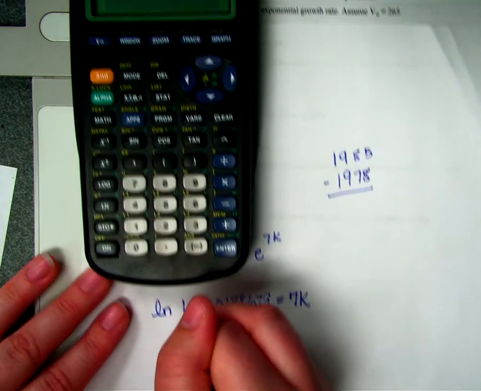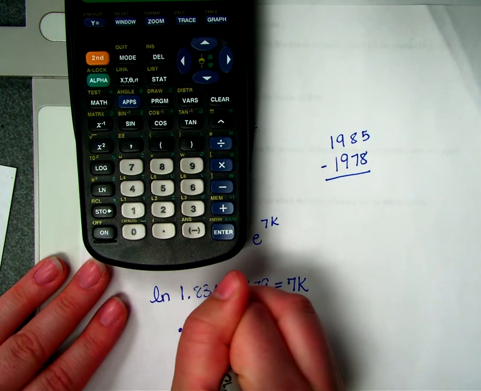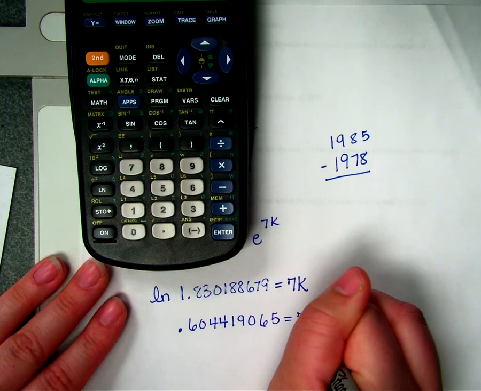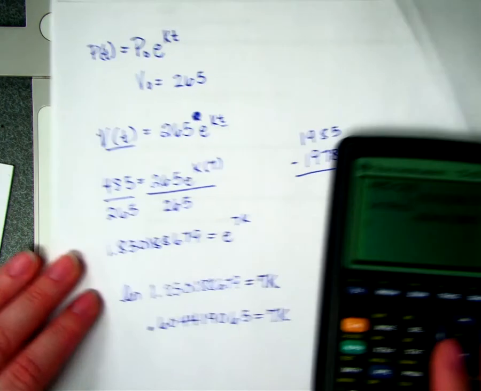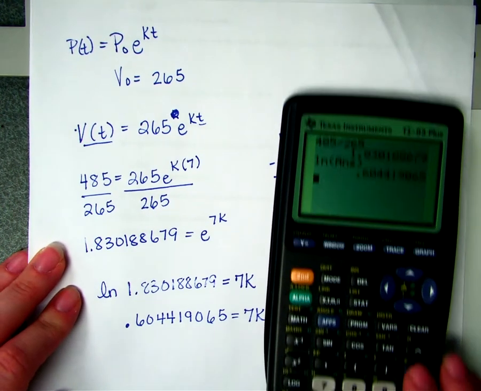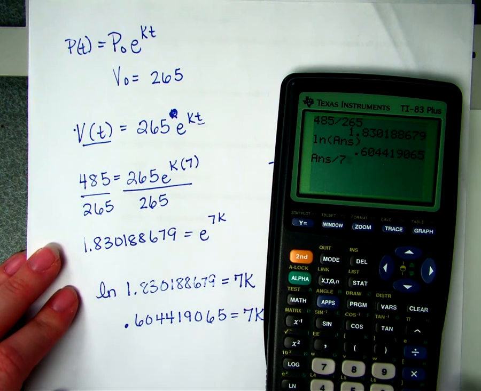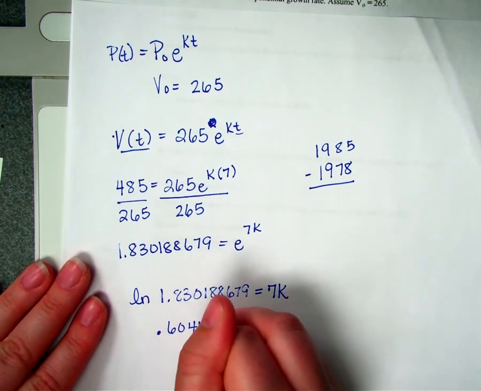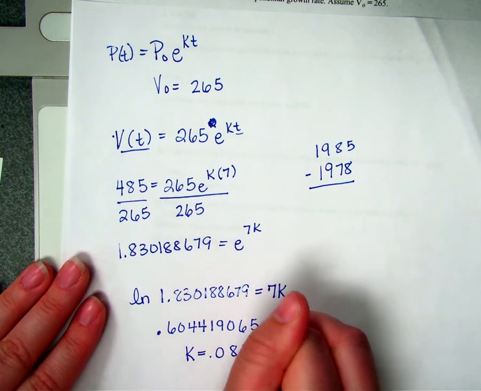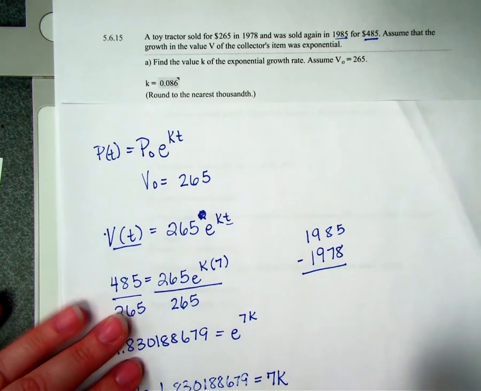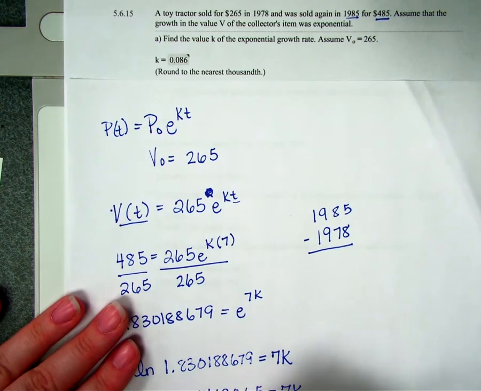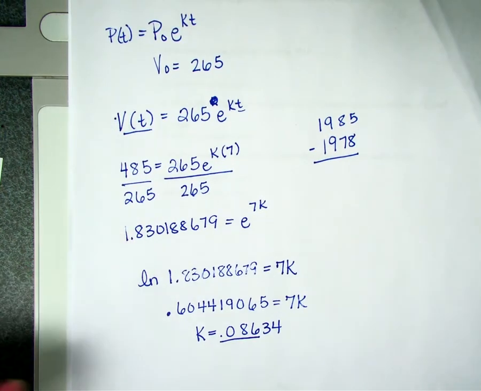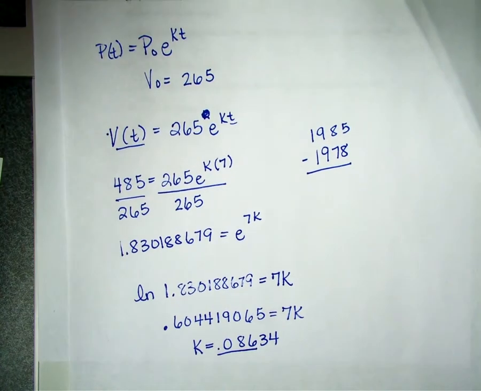So now we have 0.604419065 equals 7k. Alright, and on your calculator just hit divide and 7, and it tells you that k is equal to 0.08634. And you're asked to round to the nearest thousandth, so 3 decimal places, 0.086. Let's go ahead and work through the rest of this problem.